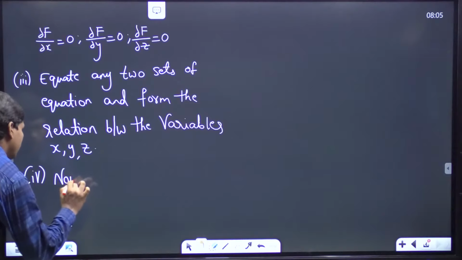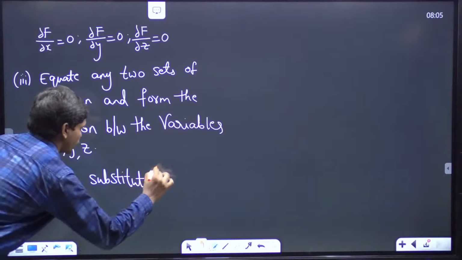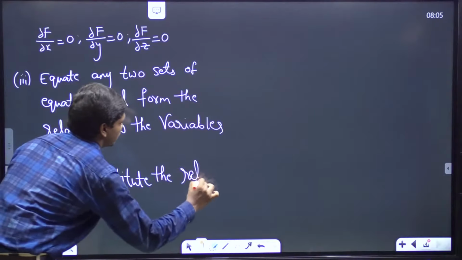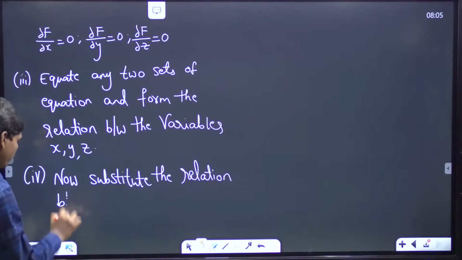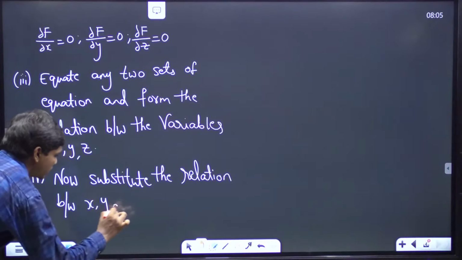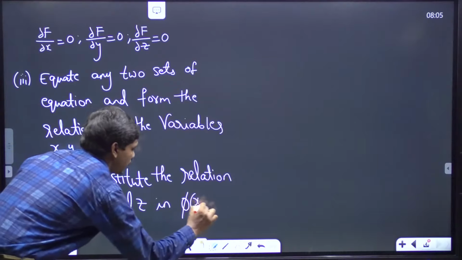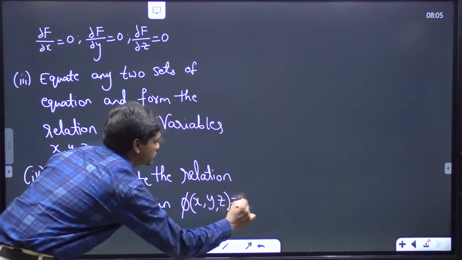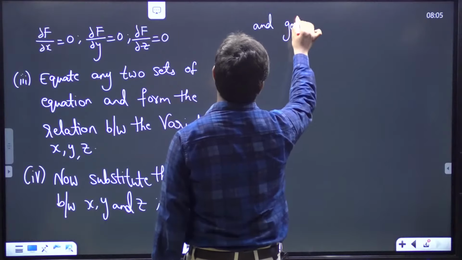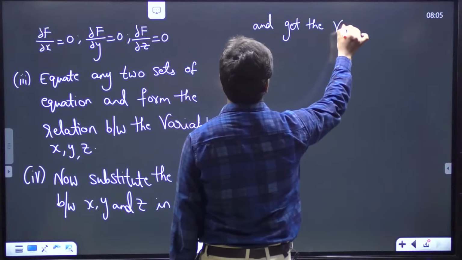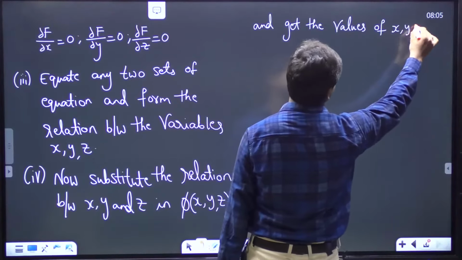Fourth step. Now substitute the relation between x, y, and z in phi of xyz is equal to constant and get the values of x, y, and z.